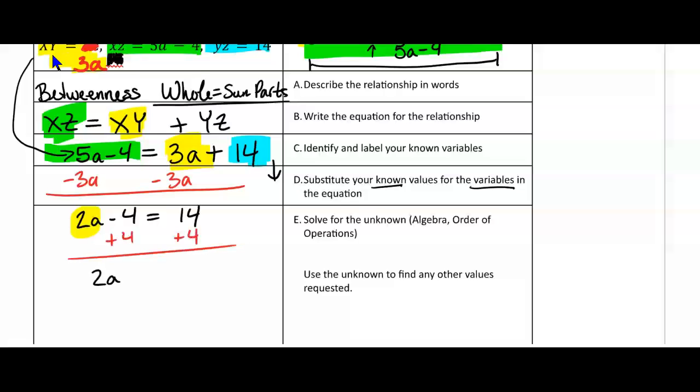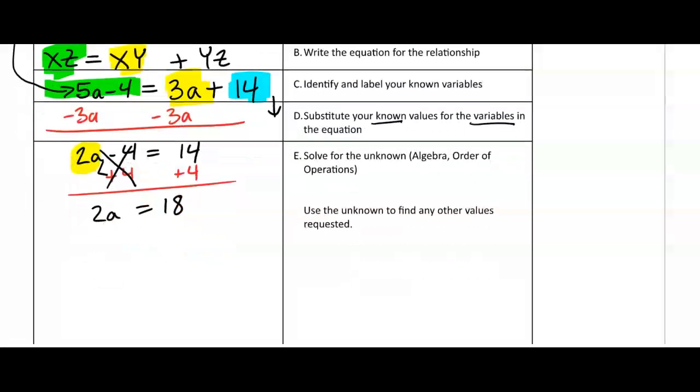So now 2a. This is my additive inverse property. Negative 4 plus positive 4 cancels out to 0. 14 plus 4 is 18. What is my last step to now isolate the variable itself? Divide both sides by 2.